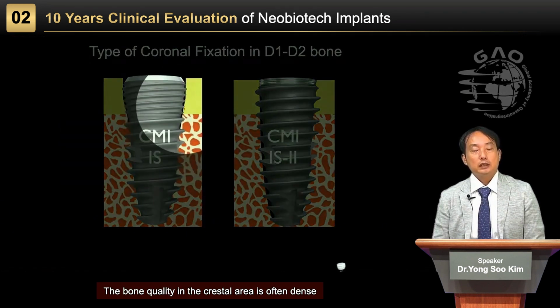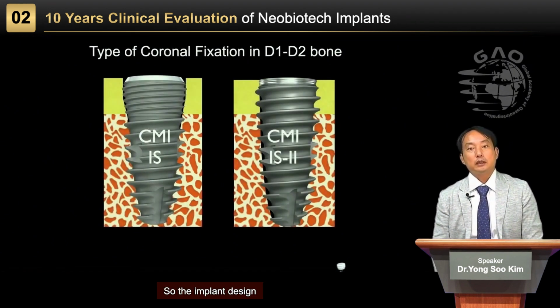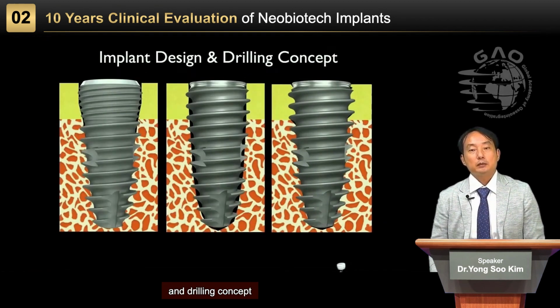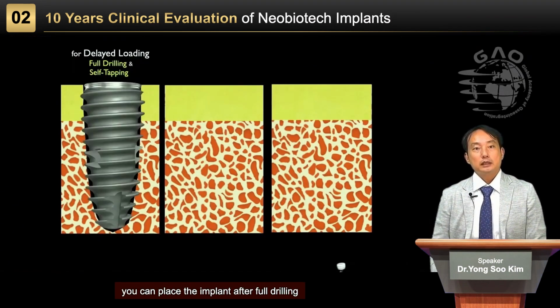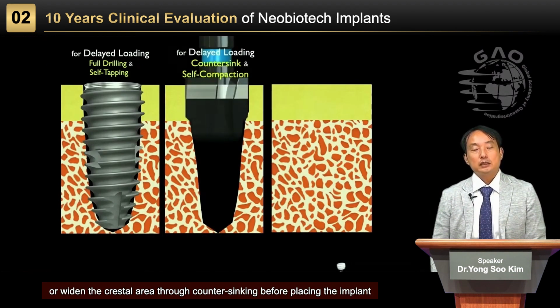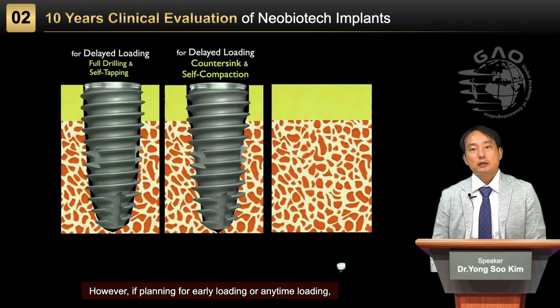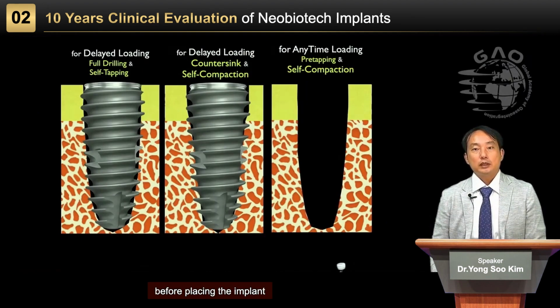The bone quality in the crestal area is often dense, while the lower bone quality is usually relatively softer, so the implant design and drilling concept must be carefully planned. If using the delayed loading method, you can place the implant after full drilling or widen the crestal area through countersinking before placing the implant. However, if planning for early loading or anytime loading, you should secure stability through tapping after drilling before placing the implant.